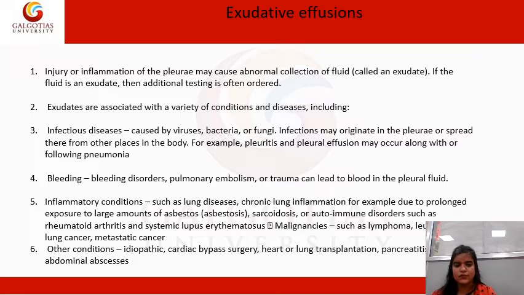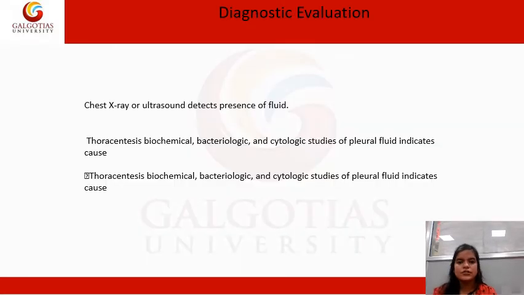Now we'll talk about the diagnostic evaluation. What are the first ways to diagnose this? The very first thing is the chest X-ray and the ultrasound, which detect the presence of fluid, followed by thoracentesis. As I said, thoracentesis is a way of collecting pleural fluid. By performing this procedure of thoracentesis, we'll be collecting the pleural fluid, and that's how we'll be diagnosing it.